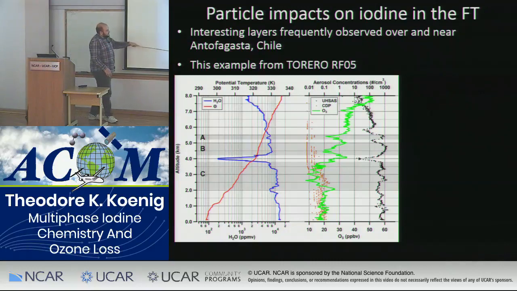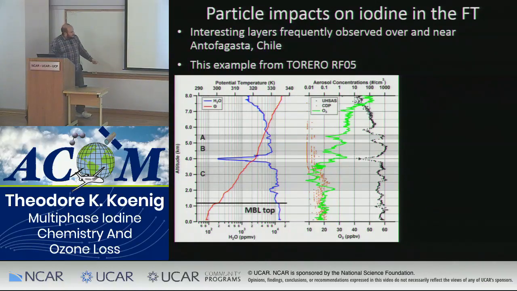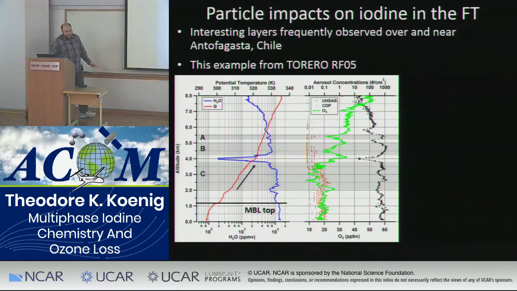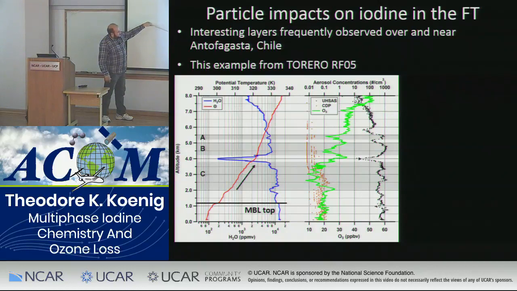And I'm going to break down one profile here. So I identify layers A, B, and C, which I've shaded here. And you can see that they're decoupled from the boundary layer. I just put the boundary layer top here based on the water and the potential temperature. And then inside each layer, they're roughly a constant lapse rate. I'm going to say that they're well-mixed layers.